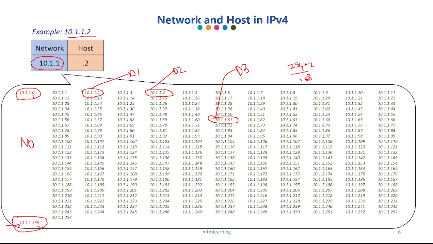For now, I want to tell you that this particular one means you have a block of IP addresses in the same network. How is it in the same network? Because this is starting with 10.1.1, and everything after this, the host part, is different. The network part is the same. So that's how you find that this particular IP address block belongs to the same network.